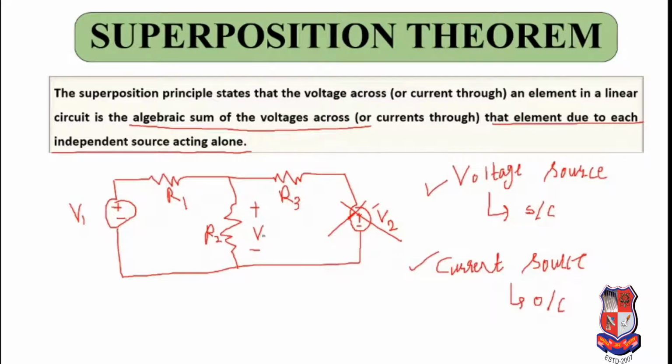Now to solve this circuit with one source, this circuit can be redrawn in this way. There will be a voltage source V1, there will be a resistance R1, R2 will be over here, and R3 will come over here. I hope that now your doubt is clear.